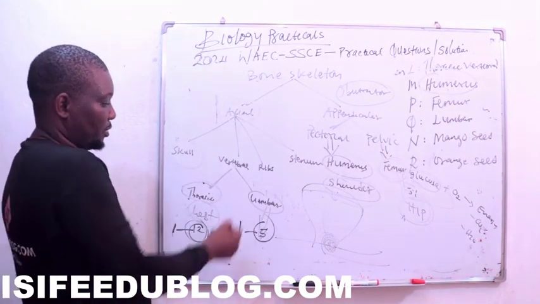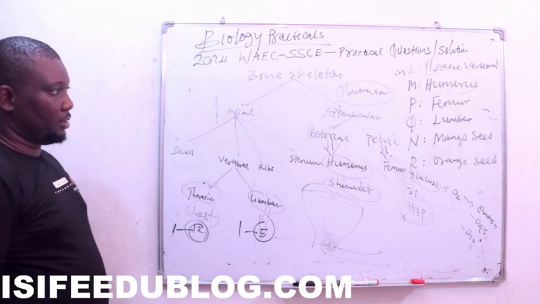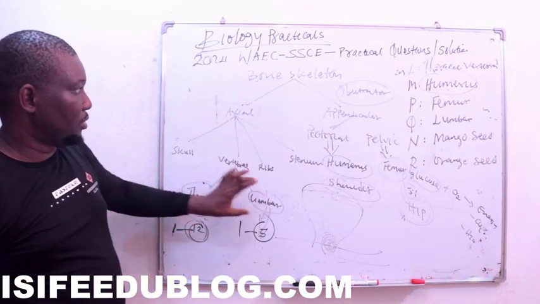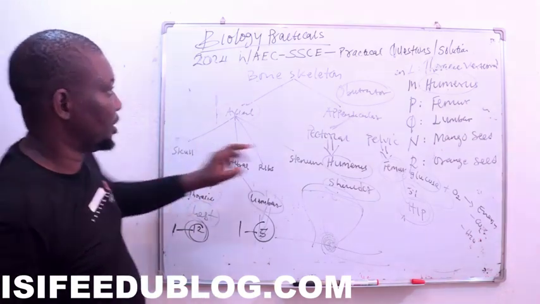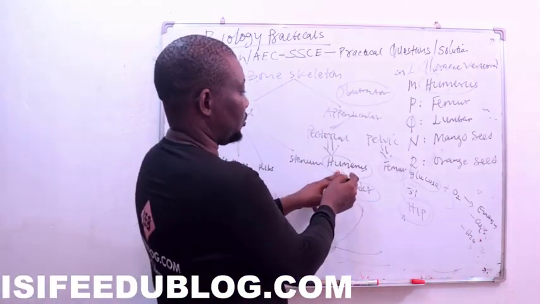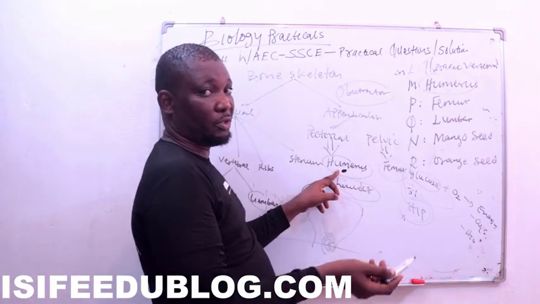Number of bone, I say is what? It is 5. Now let's go to the functions of this specimen. Let's start with specimen N, humerus. What is the function of the humerus? This question will come out. There are two functions of the humerus.